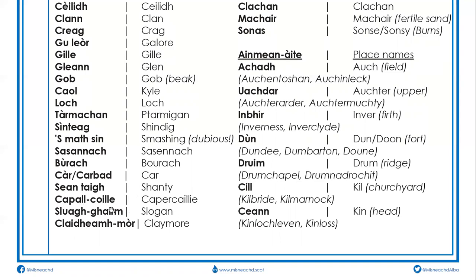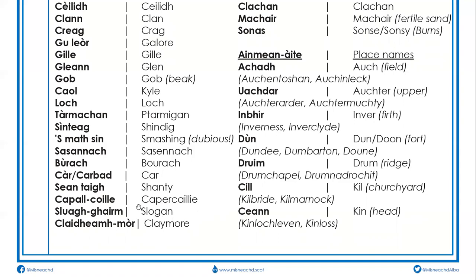Capel Colla. Capel Colla is a capercaillie, a particular type of forest dwelling bird that we have in the Highlands. And colla is a forest, and capel is a word for horse, anyway, a kind of forest horse of sorts.